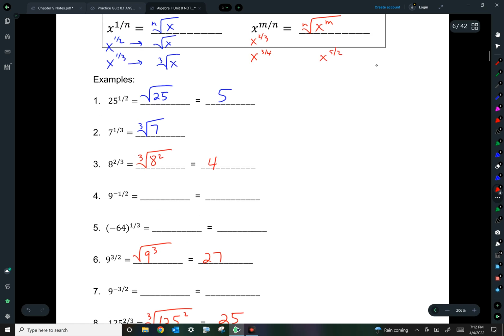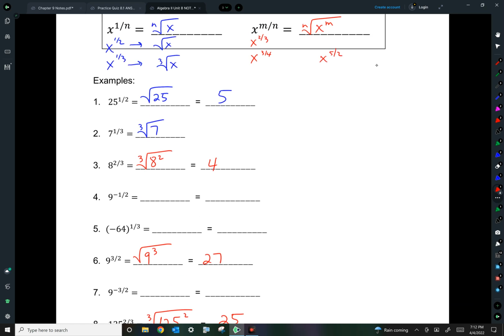Okay, so why did I skip these? Well, I just wanted to talk about these separately. If it's a negative exponent, like we learned, or I reminded you in 8.1a, all the negative exponent means is move it to the denominator.